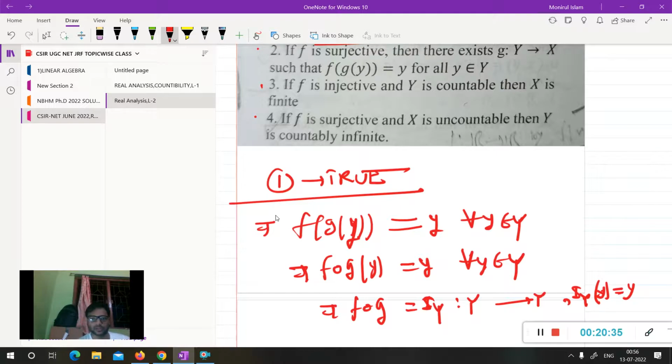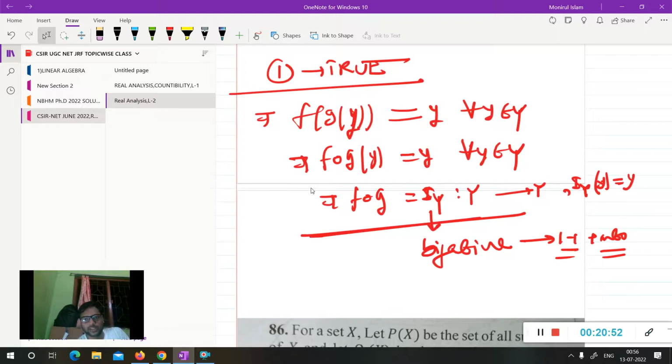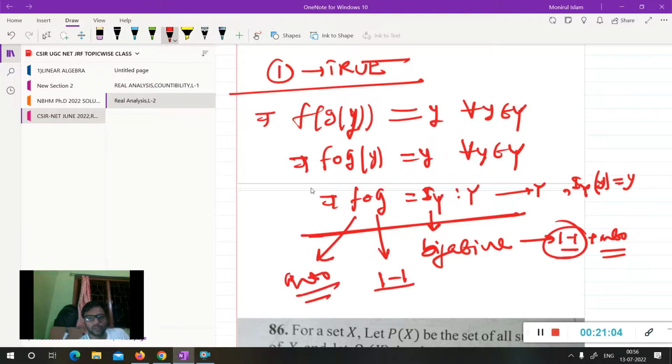We all know the identity mapping is always bijective. Clearly it is a bijective mapping. Since the identity mapping is always bijective, this map is onto and also one-one, meaning injective and surjective both. We all know if a composition is injective, then the last part of the composition will be injective, and if it is onto, then the first part of the composition will be onto. You can prove it easily.